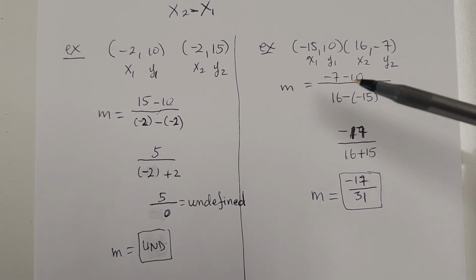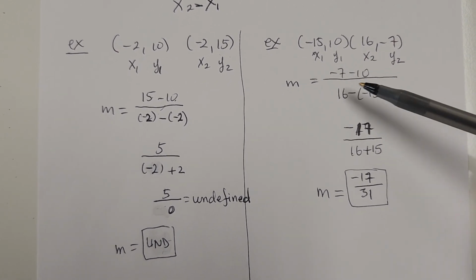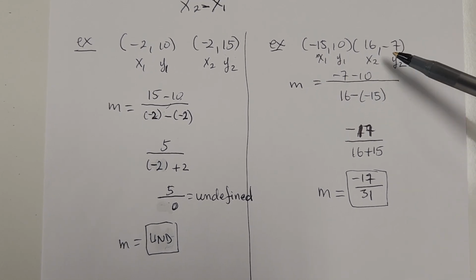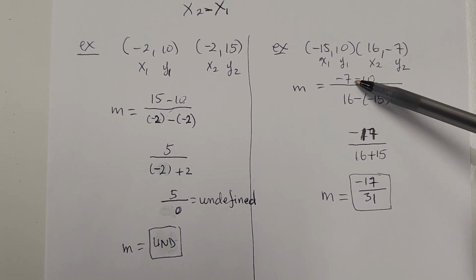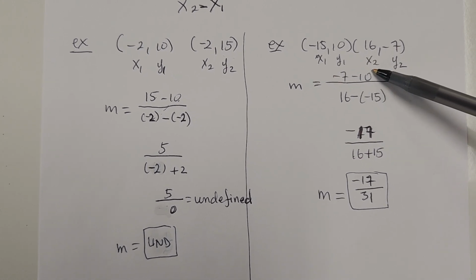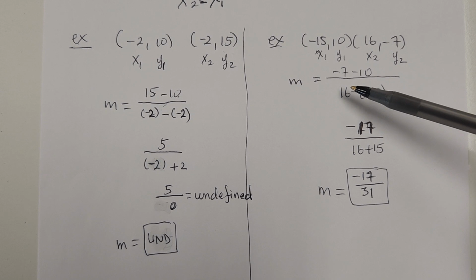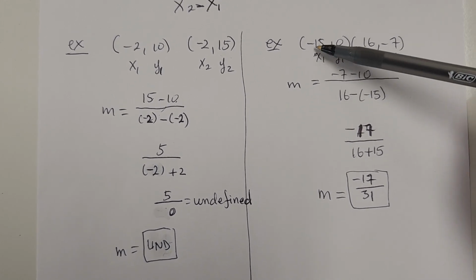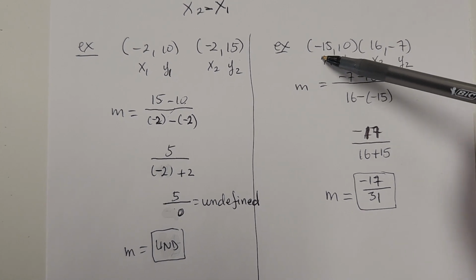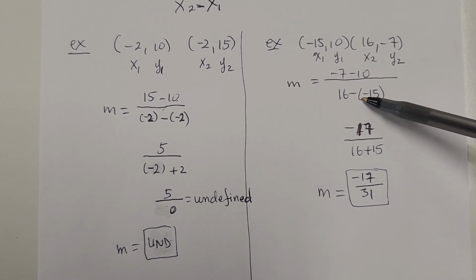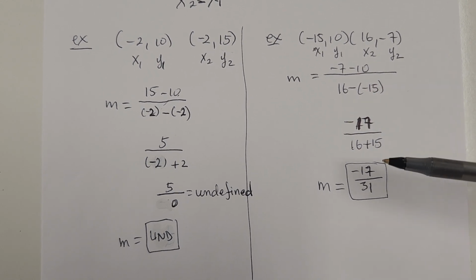Okay, so here is y2, which is -7. Don't forget this minus because it's from the formula. And then y1, which is 10. x2, which is 16, minus, that's from the formula. And then x1 is -15. Again, I have two negatives. Make sure you put in parentheses.